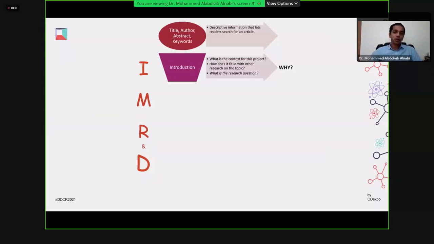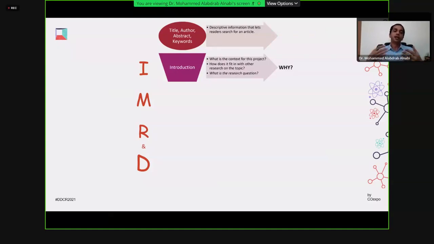IMR&D, which is just like the abstract. After the title, which describes again what the research is about, the introduction part is basically the why. Why did he do that research? What's the context? What is known? What is the information that is already known about this topic? And why is there a knowledge gap that needs to be filled by this research?